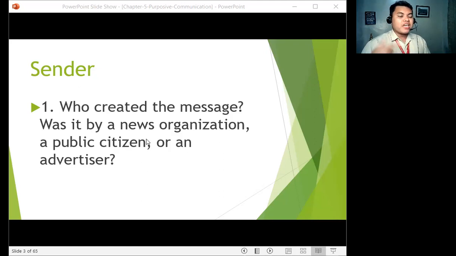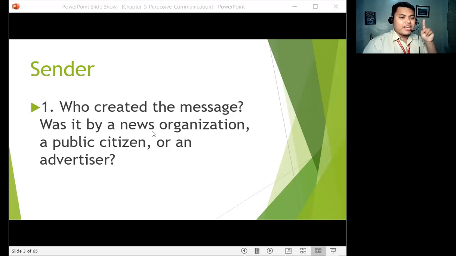So we need to be careful and we need to evaluate to ensure the validity of the information, and we need to make sure that the source is reliable and appropriate. Okay, so how? We need to consider the sender.